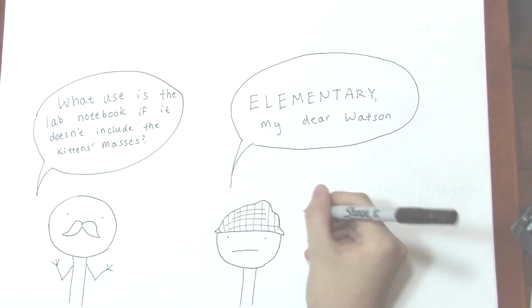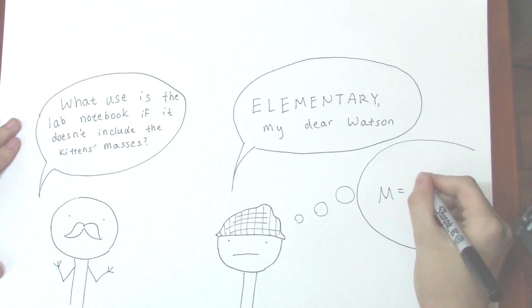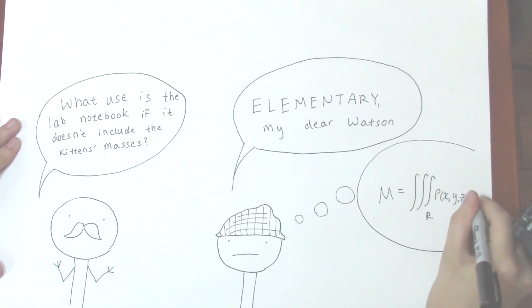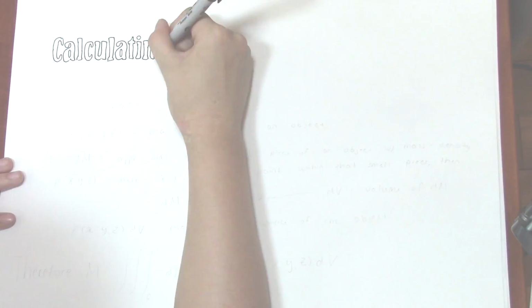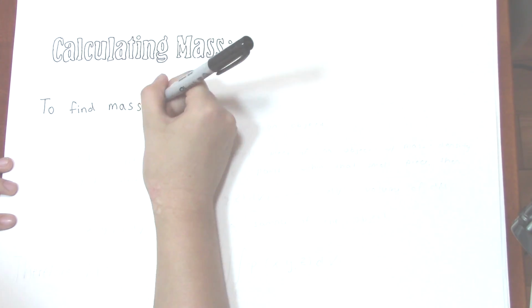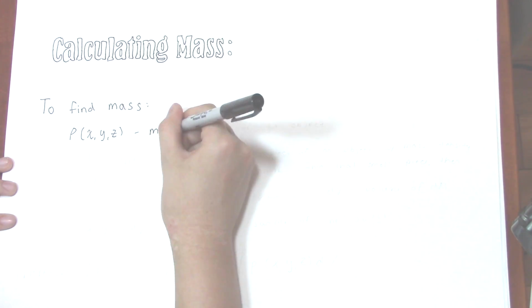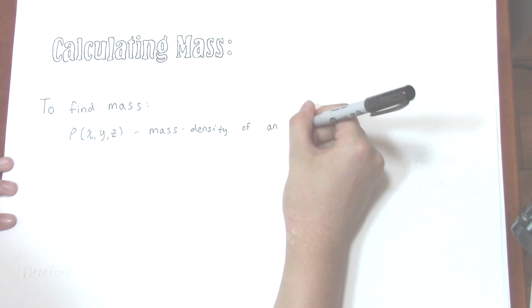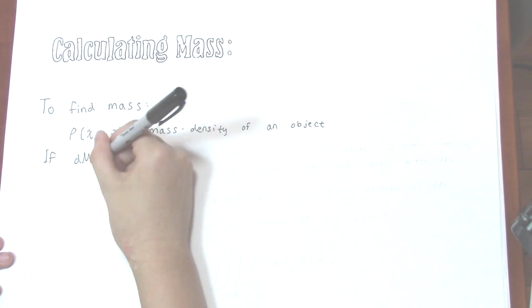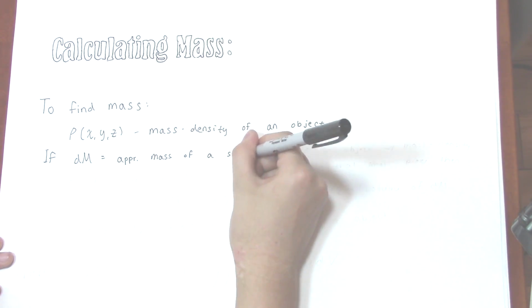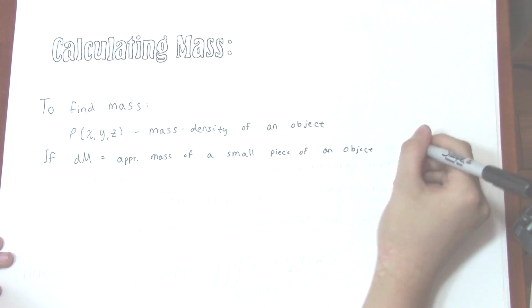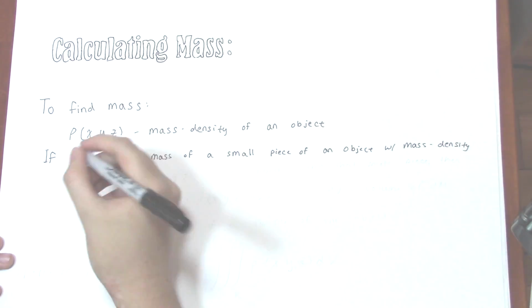Watson, who had majored in medicine, not mathematics, watched with curiosity as Holmes pulled out a TI-89 calculator and a pencil. To find mass, let ρ equal the mass density of an object. If dm equals the approximate mass of a small piece of that object where (x, y, z) is a point within that small piece and dV equals the volume of dm, then dm equals ρ times dV.